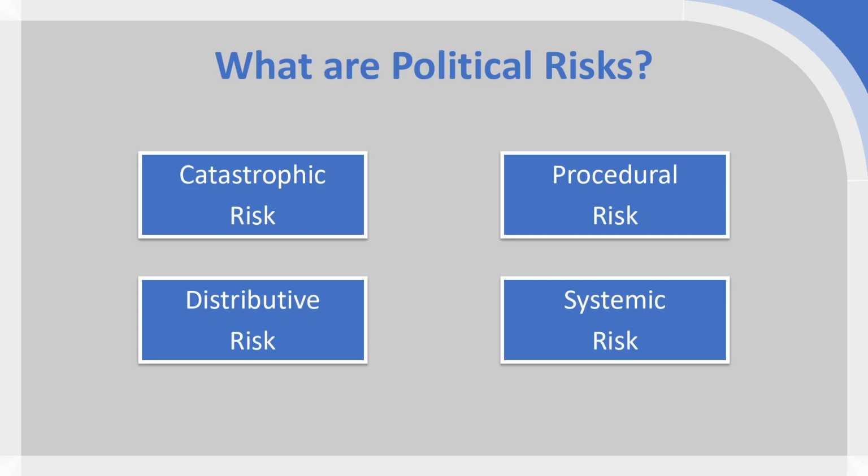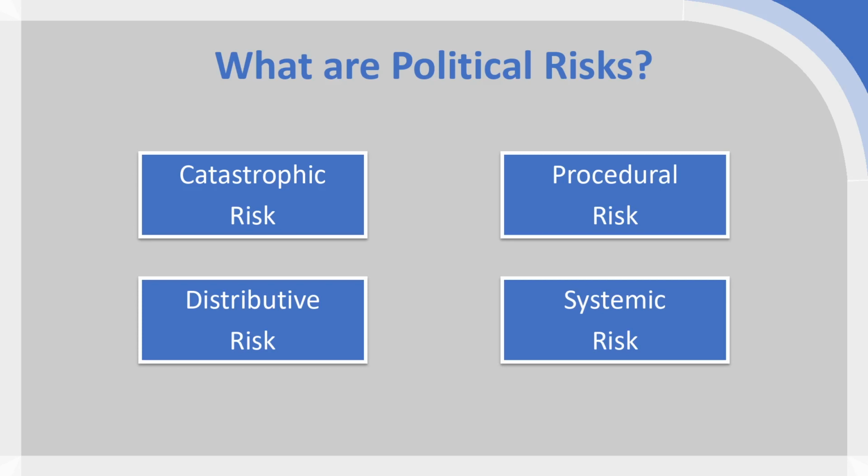So we have catastrophic risk, procedural risk, distributive risk, and lastly systemic risk. So organizations and international businesses will be evaluating each of these four categories of risk when they consider both their existing operations in other countries, as well as when they consider whether or not to move into a new market or enter a new country. So let's start working our way through these.